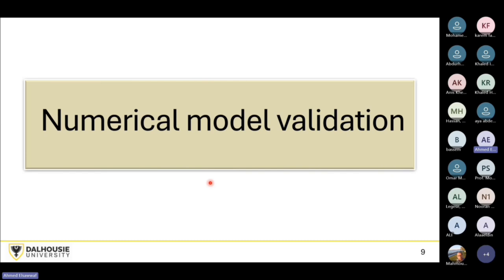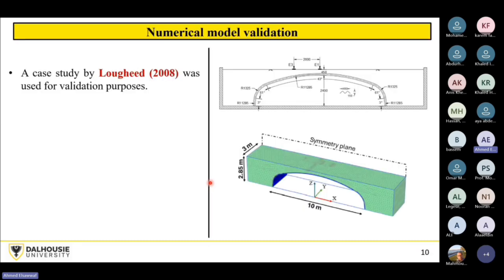Okay, so let's see what we have done to validate the accuracy of our numerical model. We have used the experimental test done by Lurid in 2008 at Queen's University. That was the experimental setup. This is a very good test because it has what we can call a medium span. Nowadays, 10 meters is a medium span, but 20 years ago, that was a very large span. So that's a good span.